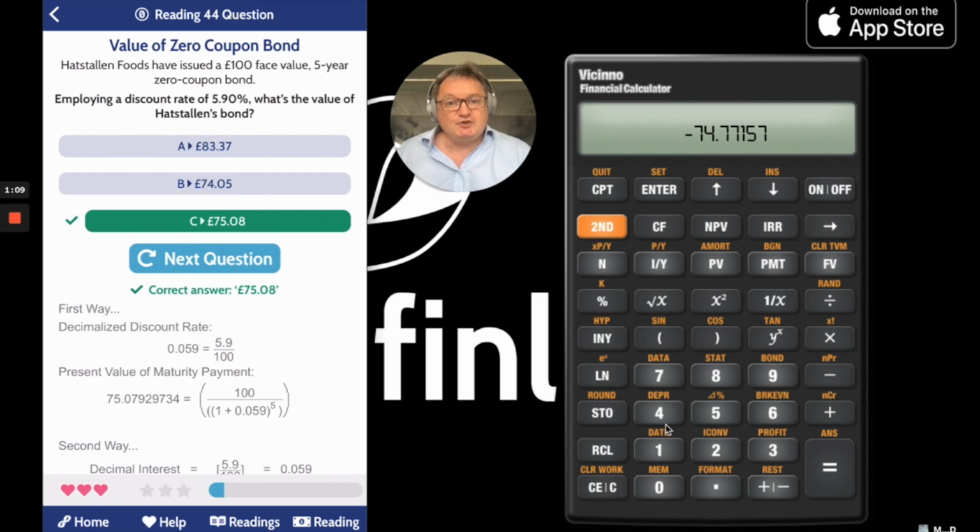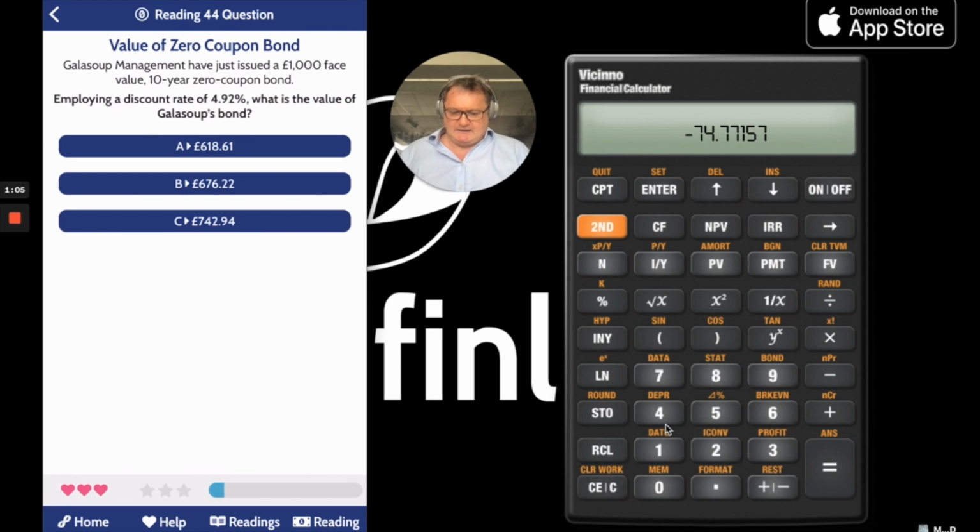Anyway, let's have a look at the next question. And there we go, and I'm going to let you do that one for homework. Zero coupon bonds do tend to drop quite a lot below the 100 face value because you're not getting any coupon. So if you get a price that's way above 100 or something, you've obviously misstepped along the way.